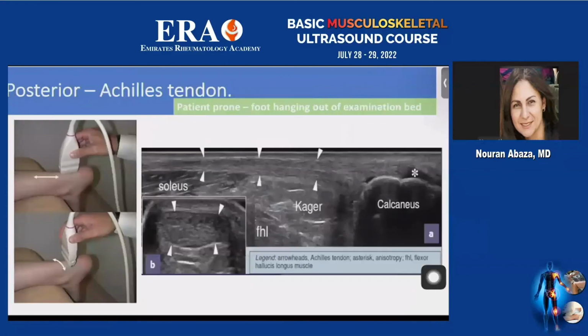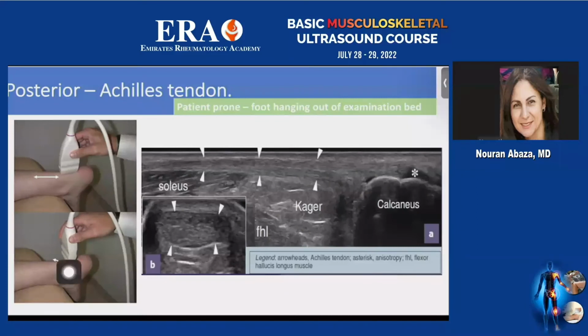Okay, when it comes to the Achilles, the patient will be lying prone, and we will examine the Achilles from the posterior aspect. You will put your probe in a posterior longitudinal manner to obtain this picture. And this is a very important area of interest because the Achilles is curved here, okay? And you will need to follow the curve of the Achilles tendon, or do a little bit of tilting with the inferior end of the probe, so you can obliterate this anisotropy and check if there is any heterogeneity here or any pathology.